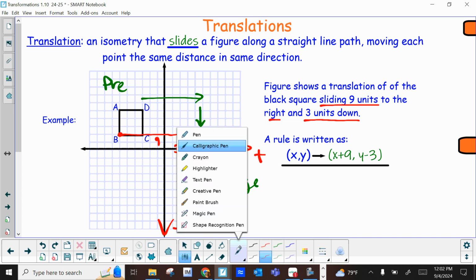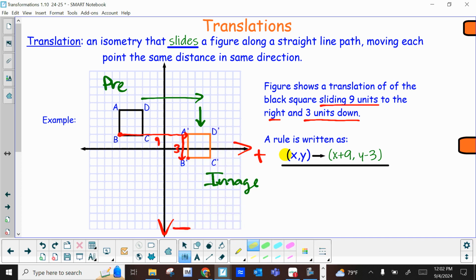So I want you to be able to write the rule for any type of translation, okay? And this one's pretty easy. So whenever I slide to the right, I'm going to add to the x variable, and then I'm going to minus to the y because I'm going down in the vertical direction. All right, let's go to the next one.